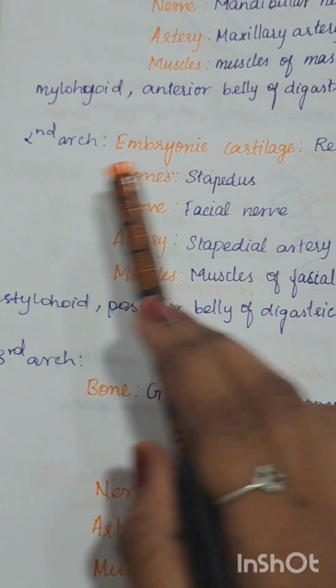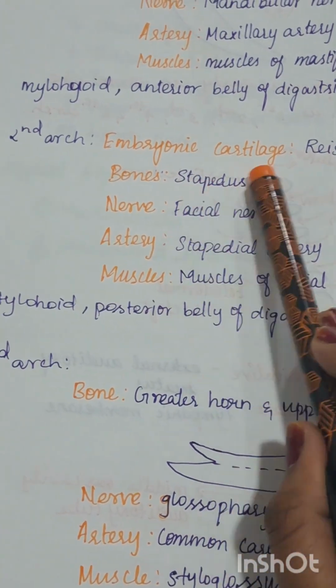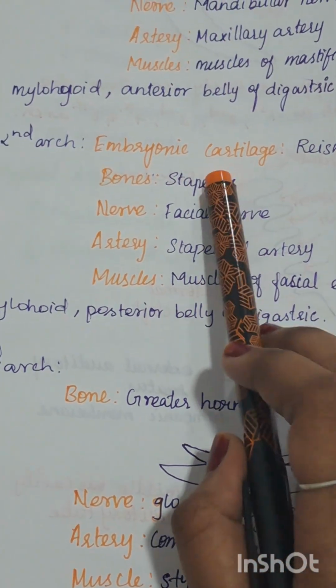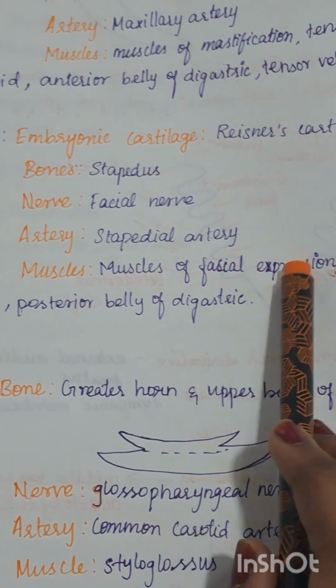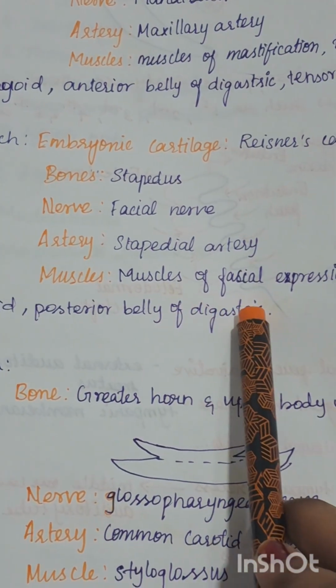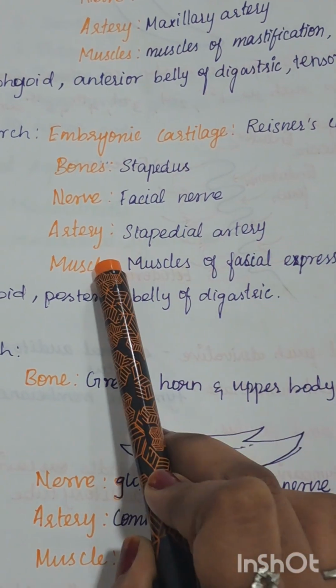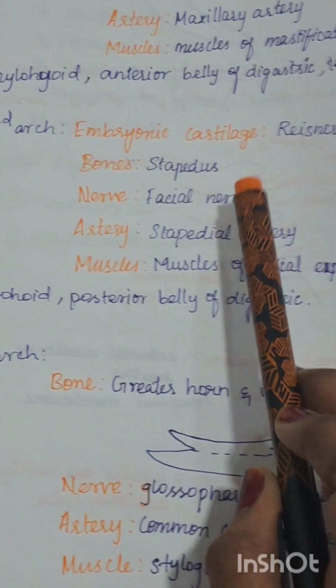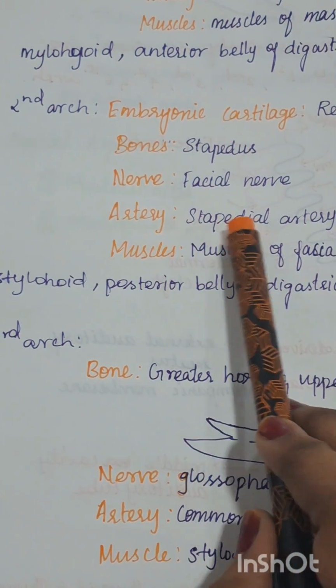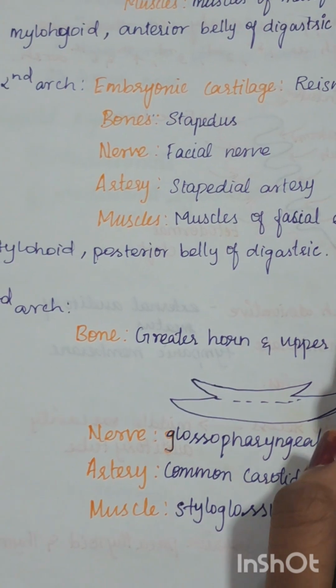Coming to the second arch, we have the bone stapes. The nerve is the facial nerve. The muscles supplied by the facial nerve are the muscles of facial expression, stapedius, stylohyoid, and the posterior belly of digastric. All these muscles are supplied by the facial nerve, so they come under the second arch. The artery of the second arch is the stapedial artery.